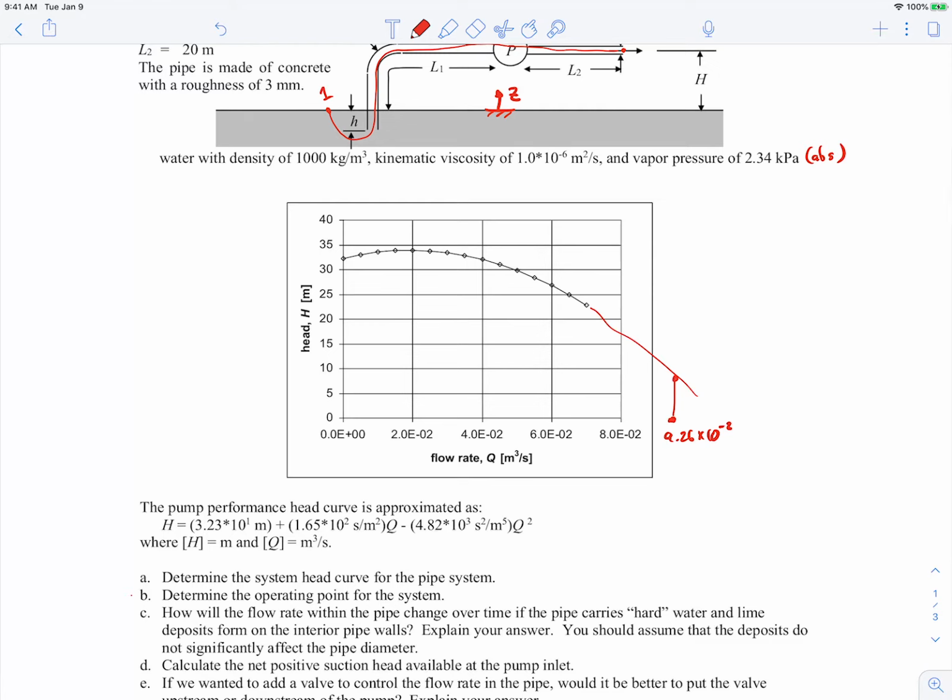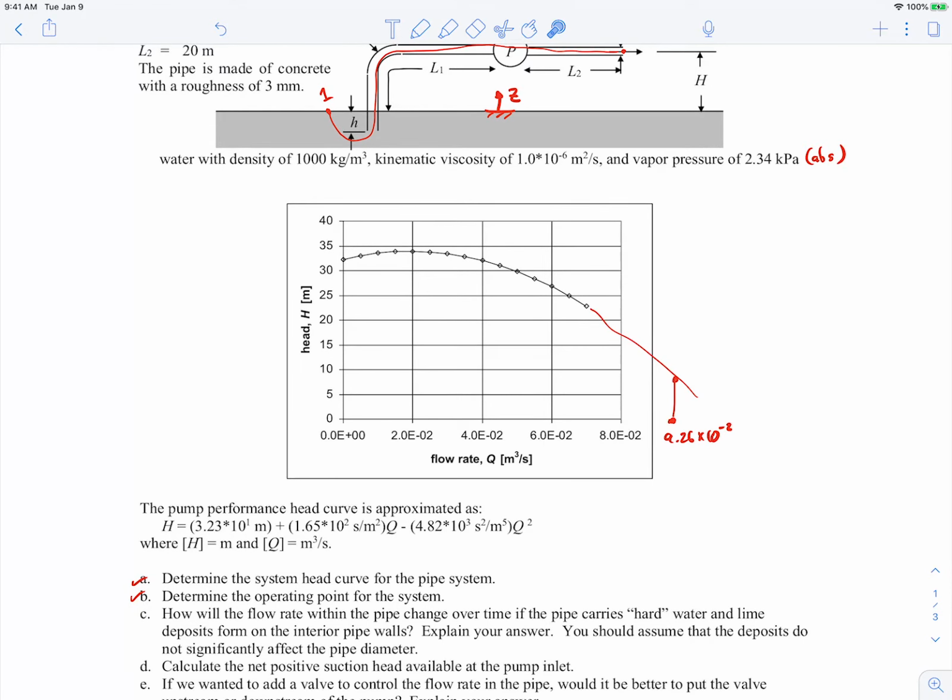We've done those two parts. Now we're asking how will the flow rate change within the pipe over time if the pipe carries hard water and lime deposits form on the interior pipe walls. I don't know if you've ever seen this, but if you have a cast iron pipe, when you first put it in, it'll be nice and smooth looking down the pipe. But over time, what ends up happening is you get lime deposits that will form on the walls, and so they'll start to get rough initially.